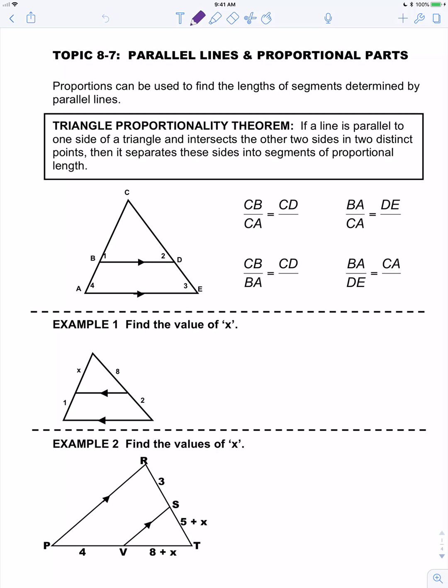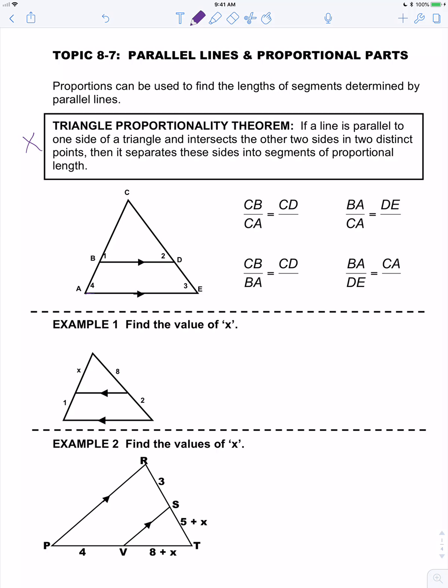All right, we're going to talk about parallel lines and proportional parts. And so we have a theorem that tells us that if a line is parallel to one side of a triangle and it intersects the other two sides in two distinct points, then it separates these sides into segments of proportional lengths. So what does that mean?